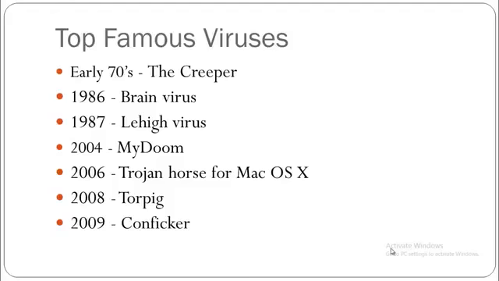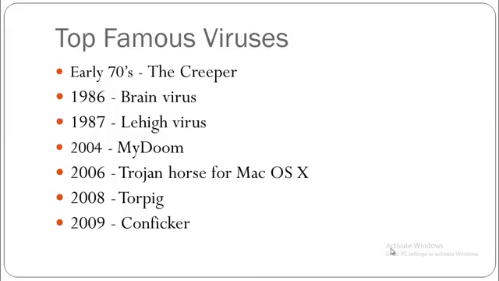After that, we had the Lehigh virus in 1987. It was the first memory resident file infector that attacked all executable files and took control when a file was opened and whenever it was closed. After that, later on, we had the Jerusalem virus, which I have not yet mentioned over here. The Jerusalem virus had bugs inside that reinfected files that were already infected.